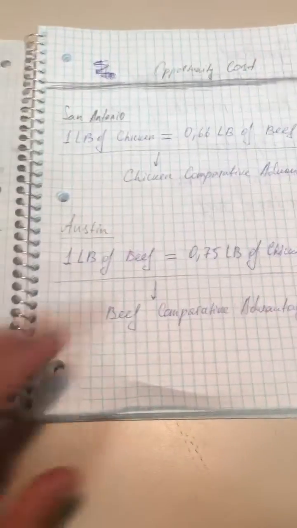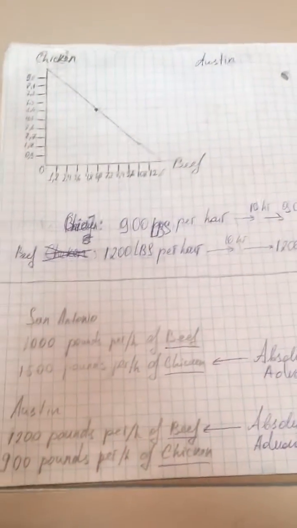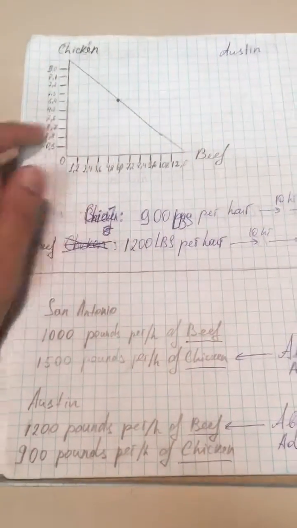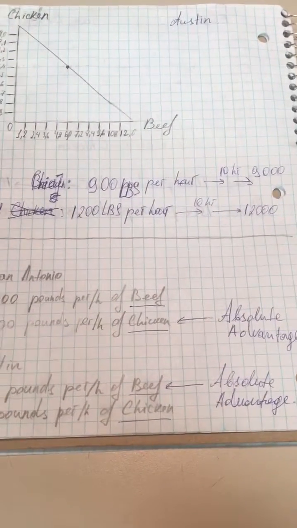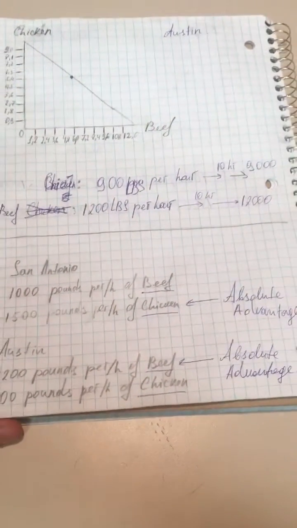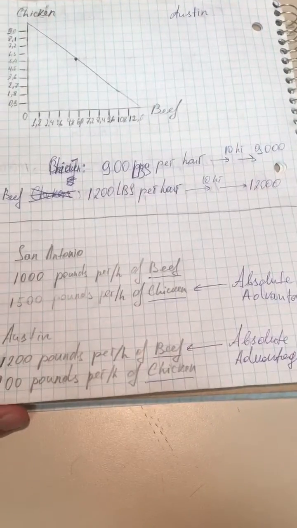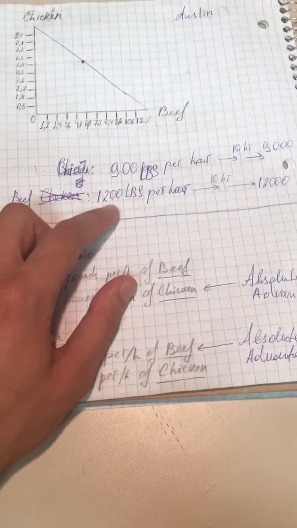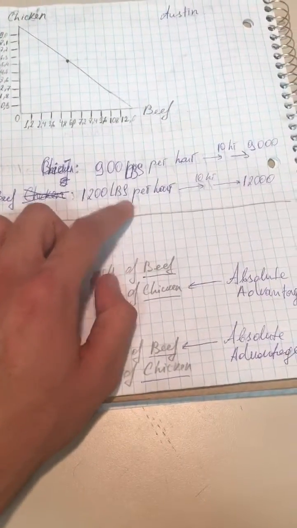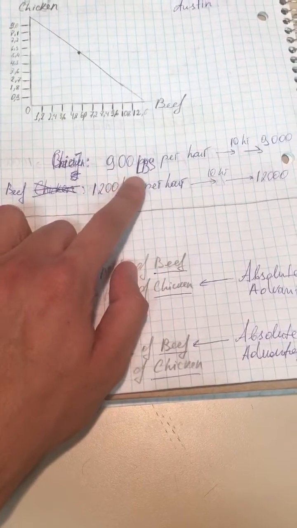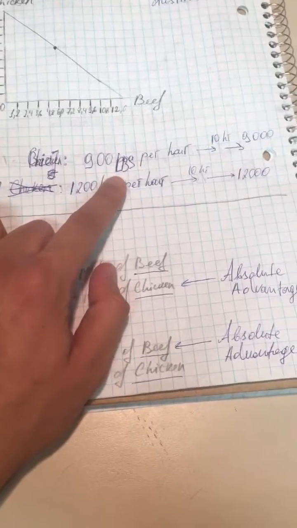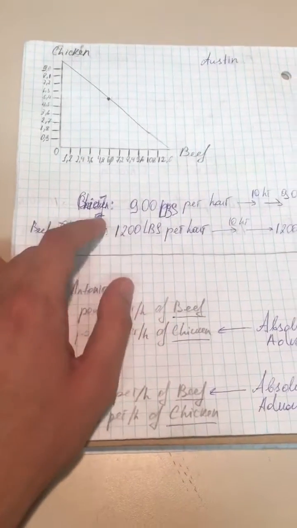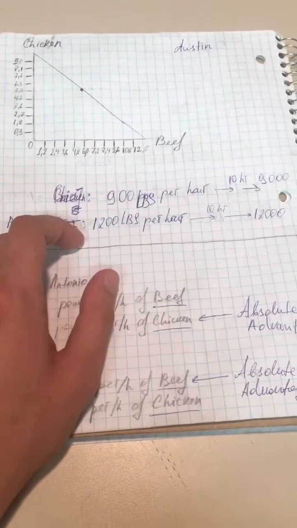The second case is with Austin. Austin has a little bit different situation. Also, the numbers are given in thousands. So here, it is an opposite situation where beef is produced more. Here we see 1,200 pounds of beef per hour against 900 pounds of chicken per hour. So here there are more beef lovers in Austin.